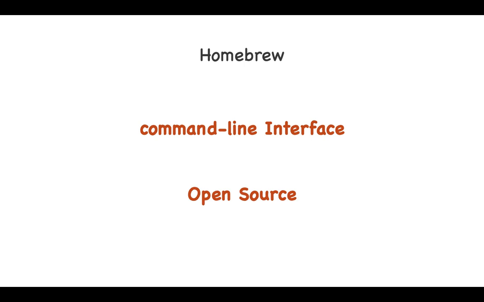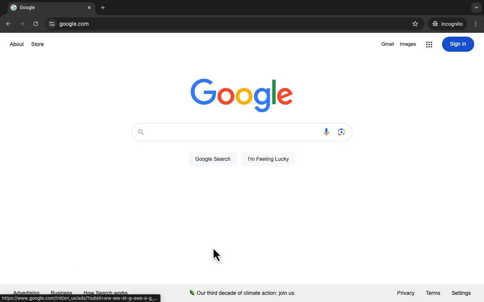Homebrew itself is open-source software and is maintained by a community of contributors. This allows it to stay up to date with the latest software versions and improvements.